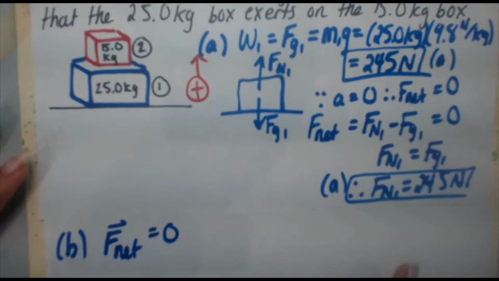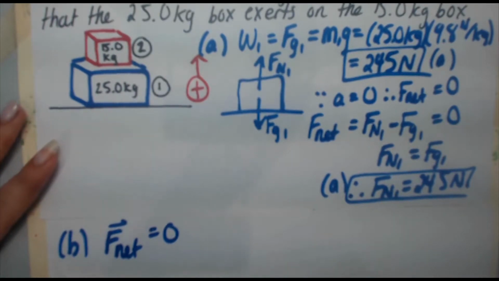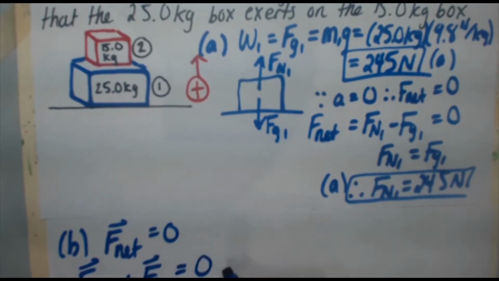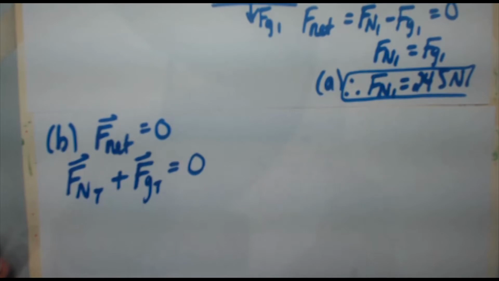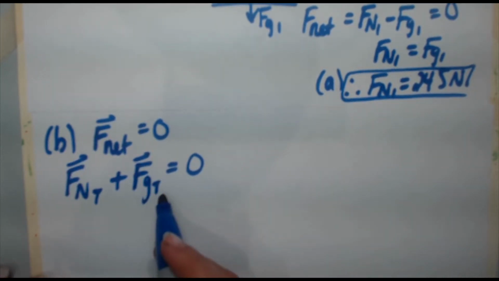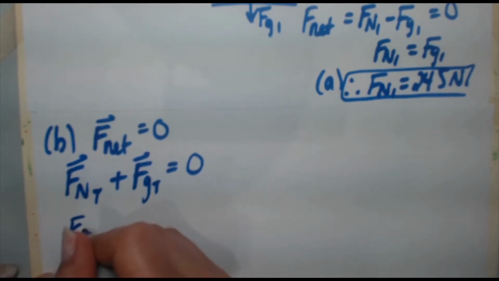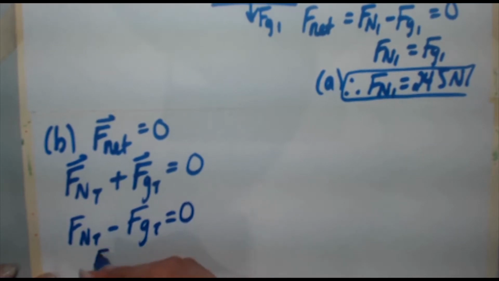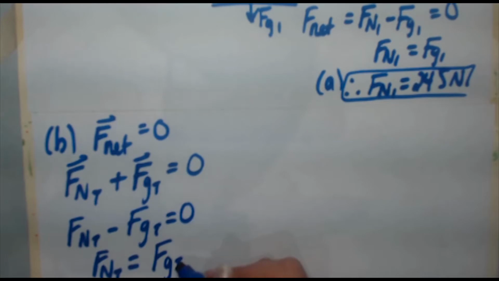You've got a normal force going up, you've got a gravitational force going down. So we've got the total normal force plus the total gravitational force, keep those vector symbols, equals 0. Now, if I want to drop the symbols, I have to assign directions. Gravity is going down, normal force is going up. So Fnt minus Fgt equals 0. Therefore, the normal force is equal to the gravitational force by magnitude.